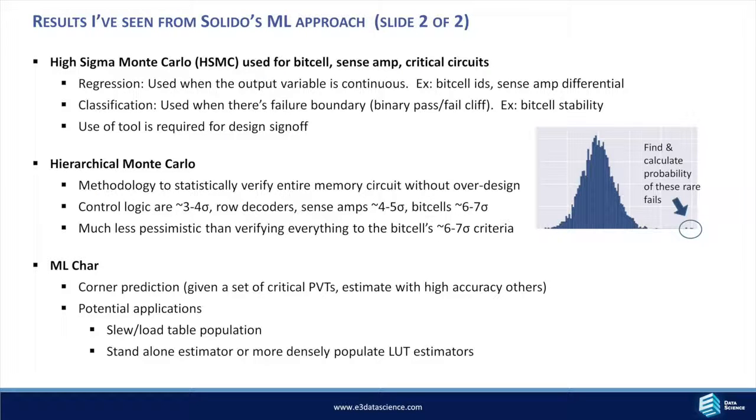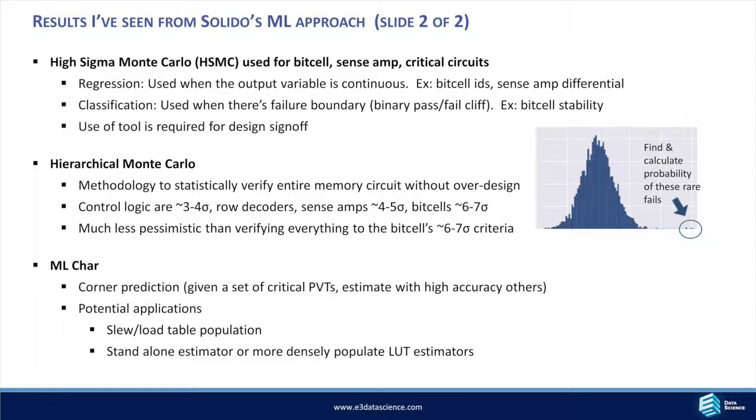So here's some hands-on experience I've had with their tools. Their high sigma Monte Carlo tool, which I've used for bit cell and sense amp critical circuit analysis. I've used both modes. They have a regression mode, which is when the output variable is continuous, where you want to predict, say, bit cell current or sense amp differential. And also the classification mode, when you're looking for a failure boundary, such as bit cell stability. This tool is absolutely required for design sign-off.